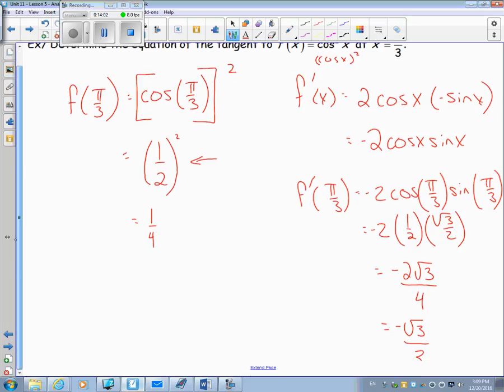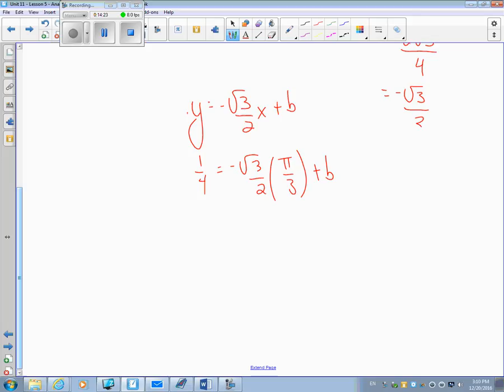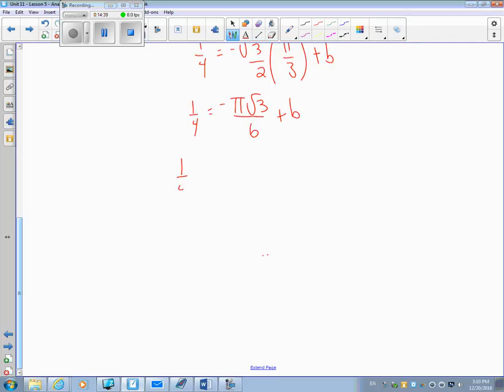Okay, I got a slope and a point. Let's make an equation. y equals. Fill in our slope. Keep it exact. Fill in our point. Our point came out to 1/4 when I had an x value of pi over 3. That's b. And we're going to try and keep it exact again. So we'll get 1/4 equals negative pi root 3 over 6 plus b. Looks pretty messy, right? That's okay, not a big deal. Same process. Okay, we'll bring it over to the other side.